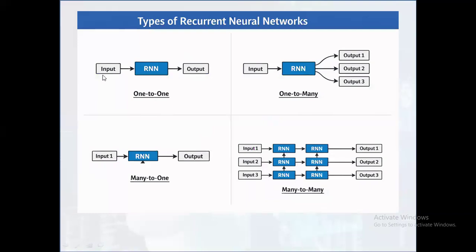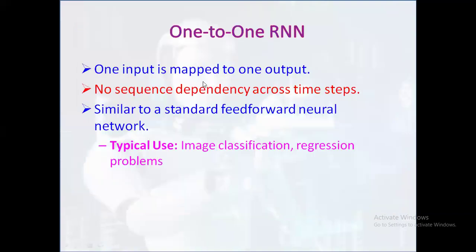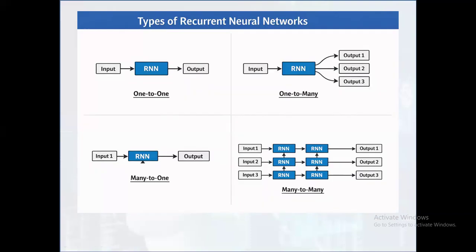If I give 5 inputs, I get 5 outputs, acting just like an ordinary feed-forward neural network, as it does not utilize its recurrent nature. It is mainly used in image classification and regression problems. This model is suitable for tasks where both input and output sizes are fixed, such as image classification and regression analysis.